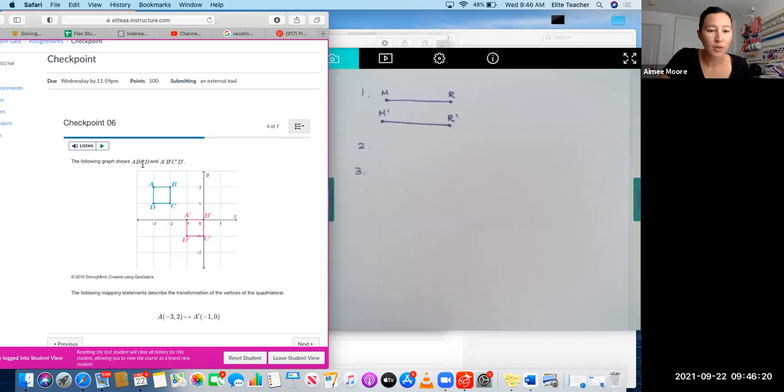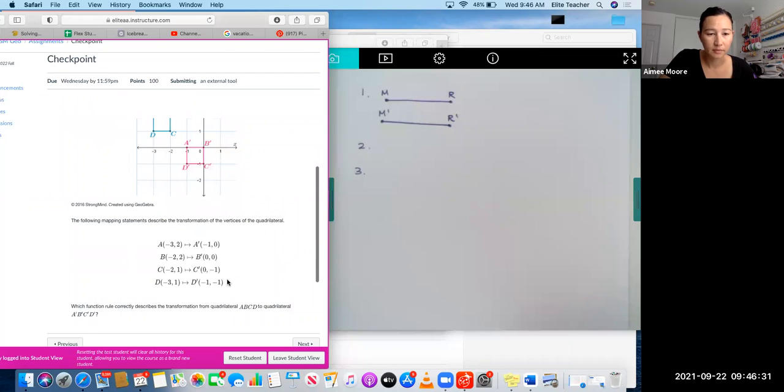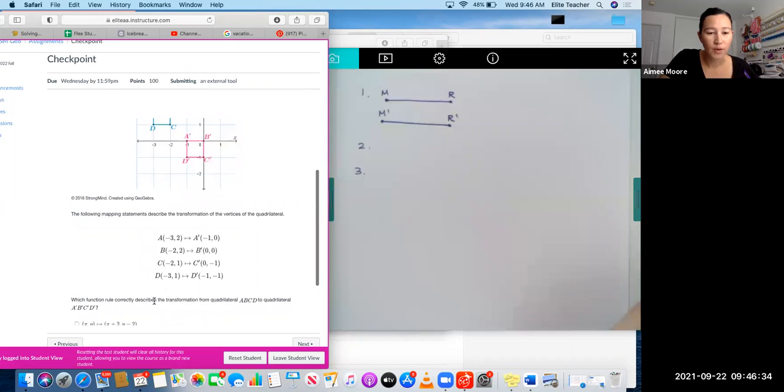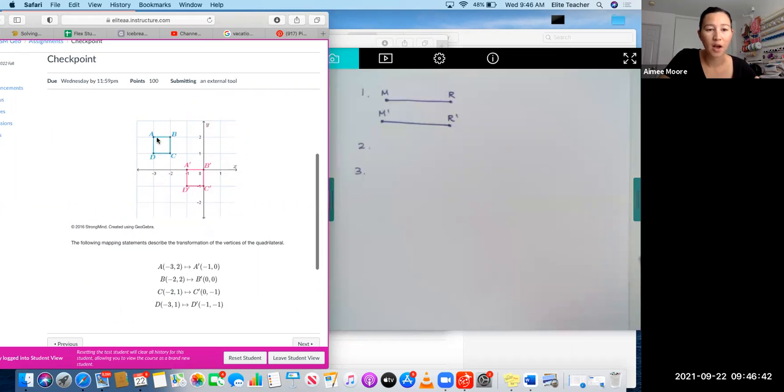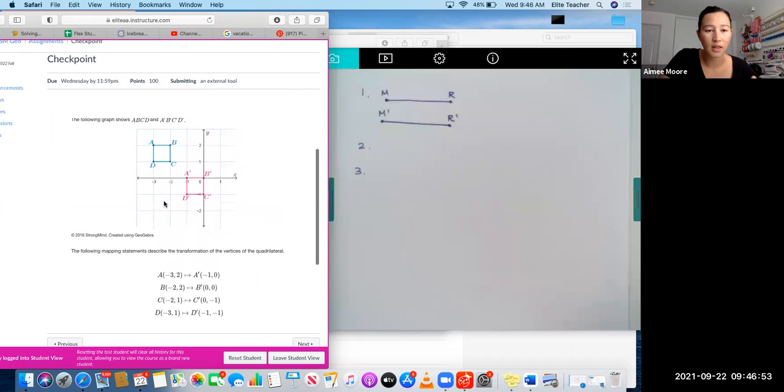The following graph shows A, B, C, D, and A prime, B prime, C prime, D prime. The following mapping statements describe the transformation of the vertices of the quadrilateral. Which function rule correctly describes the transformation from quadrilateral ABCD to A prime, B prime, C prime, D prime? So from our blue square to our pink square, what are we doing to the X values and what are we doing to the Y values? You can look at the graph and determine that, or you can look at the points that they gave us to help determine that.